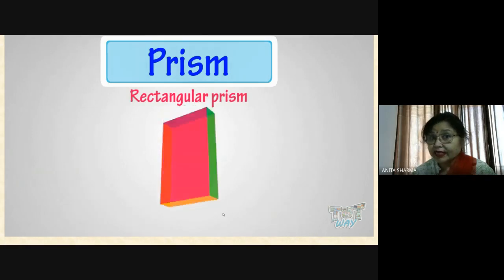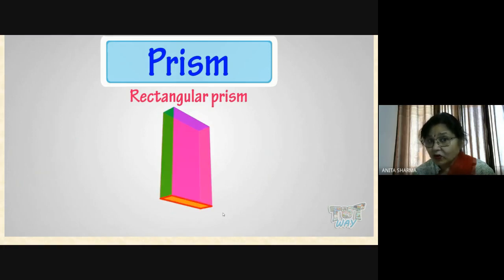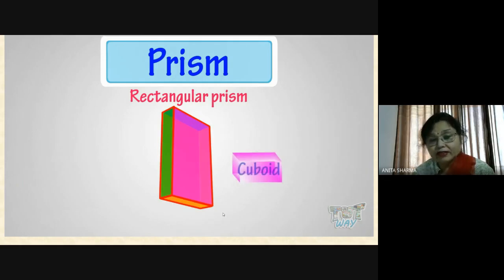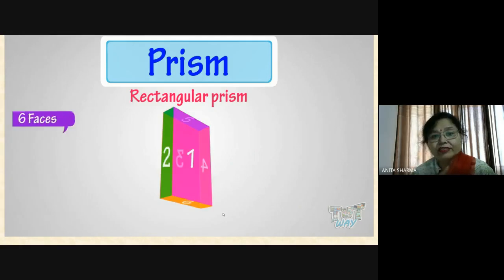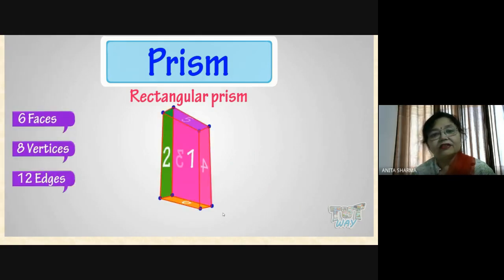Now just see, this is a rectangular prism. Side faces are rectangles, and the base ends are also rectangles here because it is a rectangular prism. So here, how many faces, how many vertices, how many edges are there? You can very easily count and write, right? So faces are 6, vertices are 8, and edges are 12. I think the things are very clear to you.